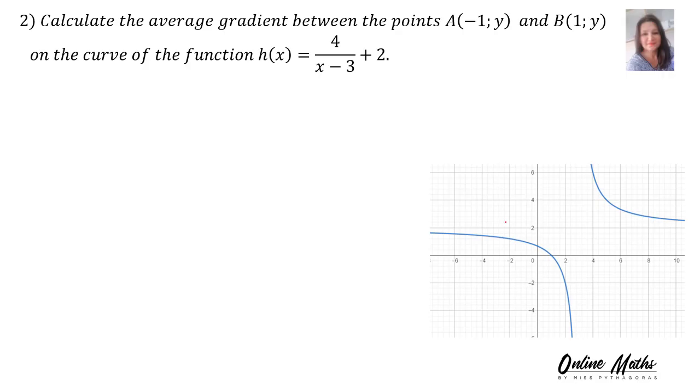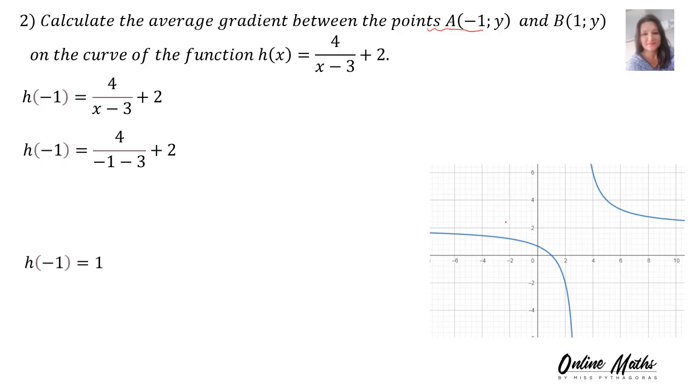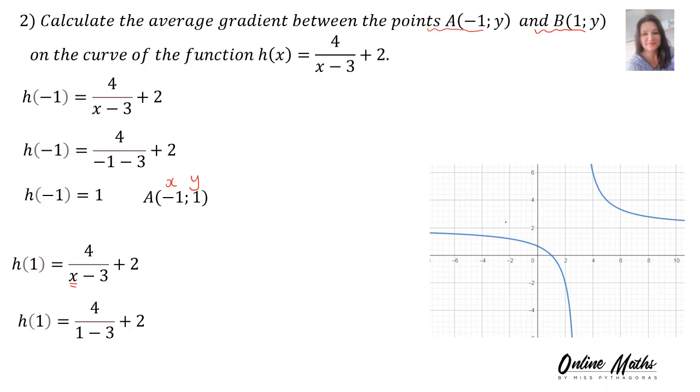So first of all, we need to calculate the corresponding y coordinate there at A. And I will do that by substituting -1 in x's place. Therefore, 4 over -1 minus 3, plus 2, and the corresponding y coordinate is 1. Therefore, A's coordinate is the point (-1, 1), and add x, y for yourself. And then also the corresponding y coordinate at B, we have to calculate that one. Therefore, h(1) is equal to, and everywhere where you see an x, you will substitute 1. Therefore, it's 4 over 1 minus 3, plus 2, and the corresponding answer is 0. Therefore, the coordinate at B is the point (1, 0), consisting of an x and a y.